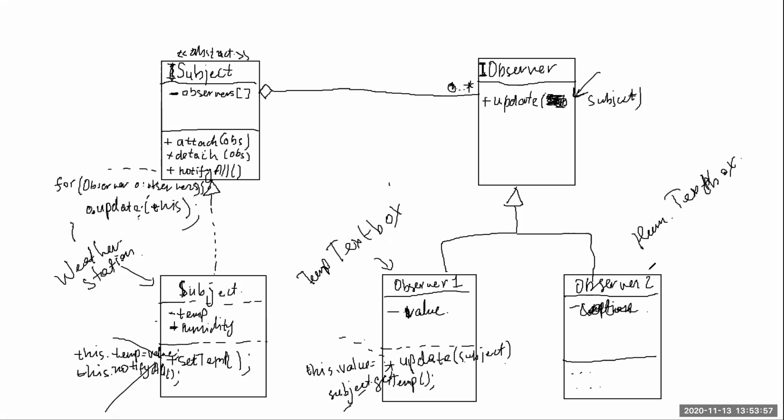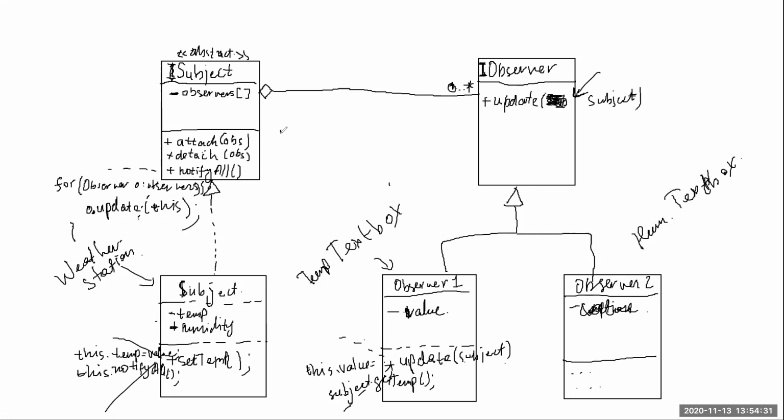This other text box is showing in your application the humidity, so you care about humidity, so you're going to say get humidity, and you update your humidity. Now, this is happening here, but the weather station, which is modifying all that stuff, doesn't care about how the data is processed. Its job is just to update the temperature and humidity, and it shouldn't know anything about what's happening here and here.